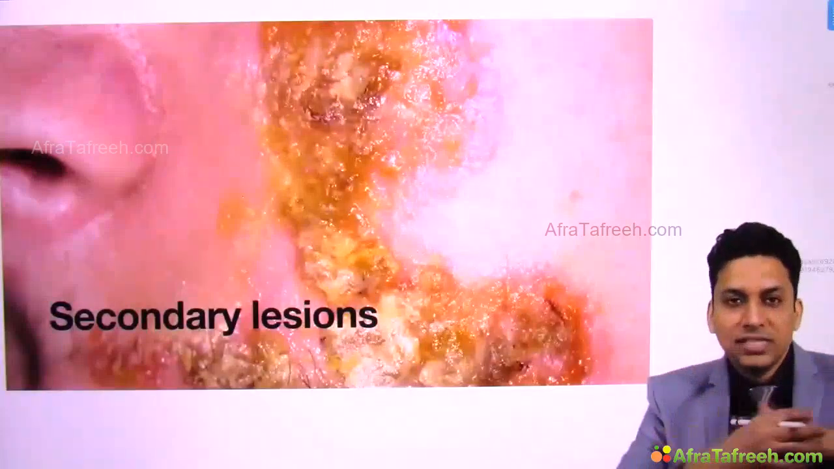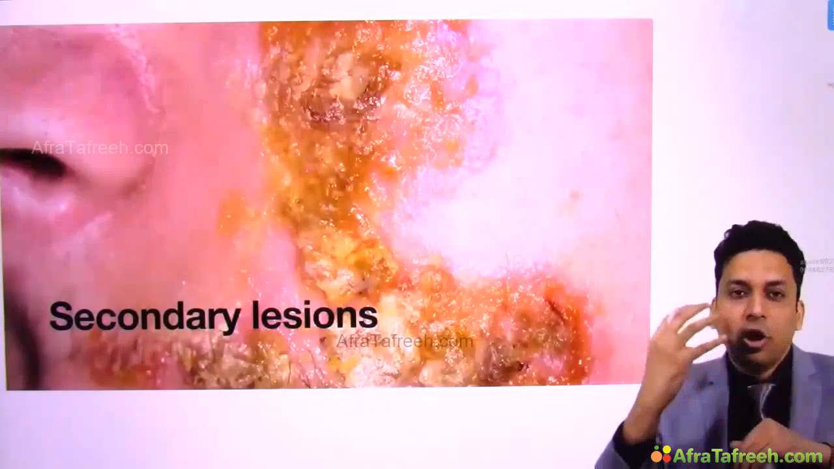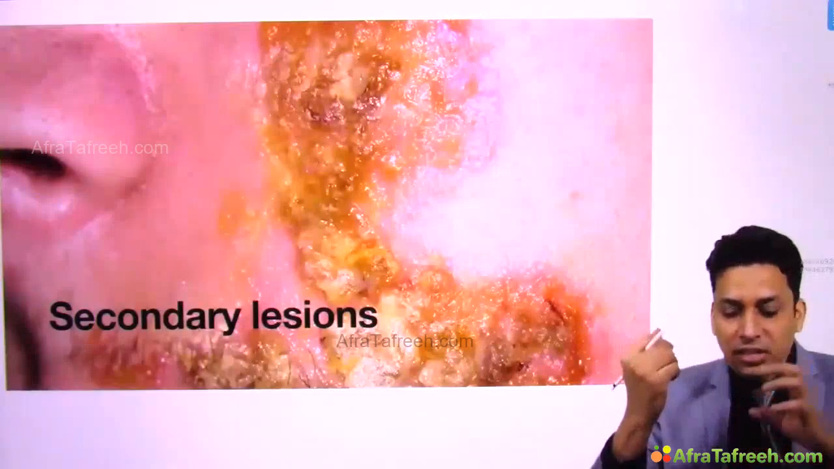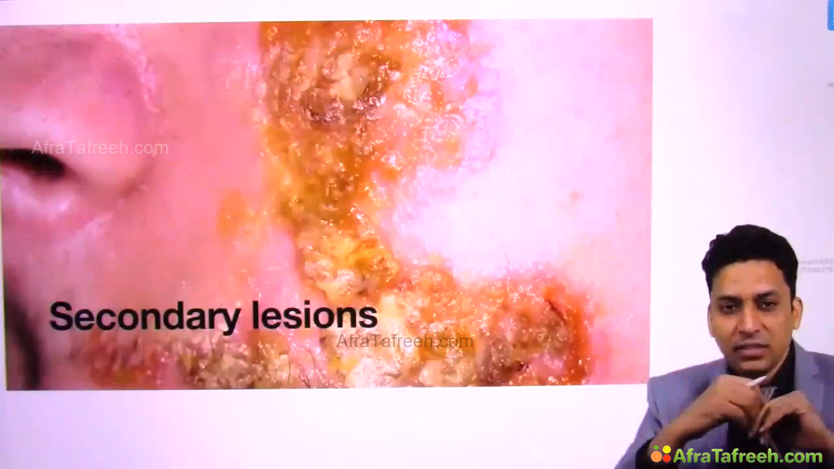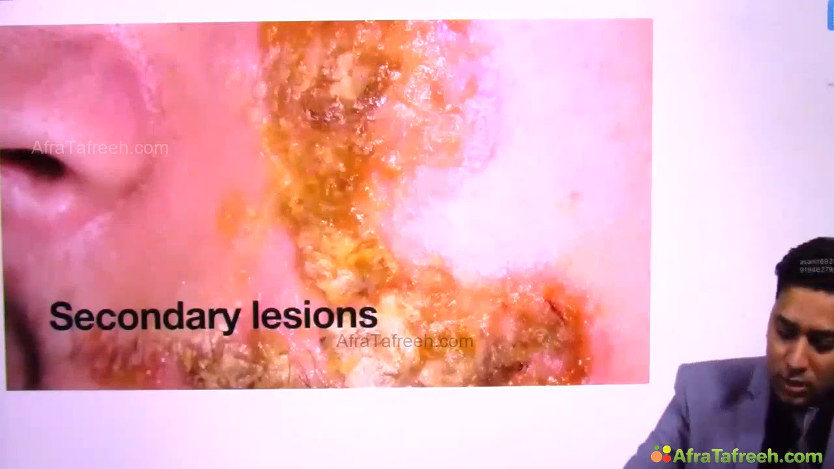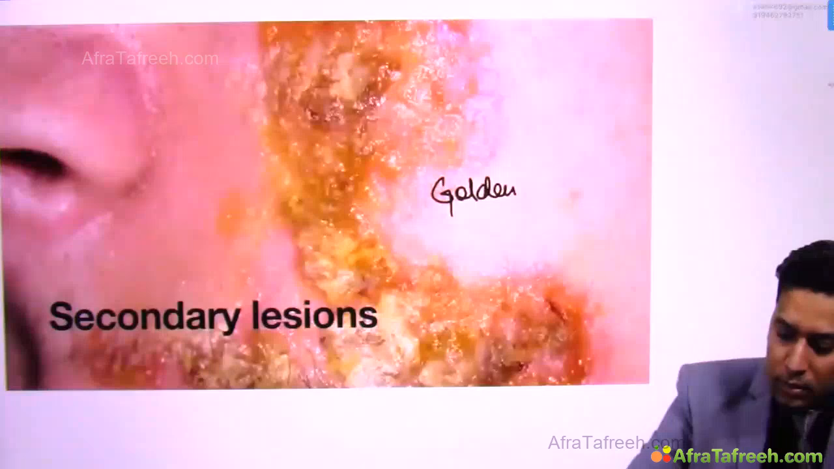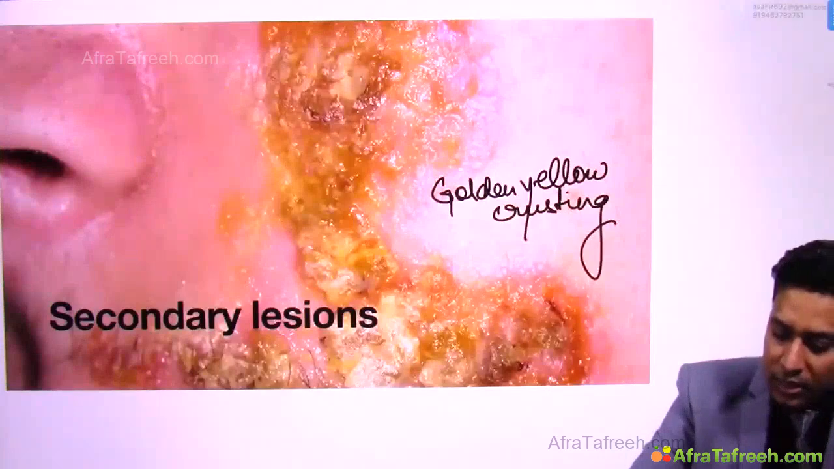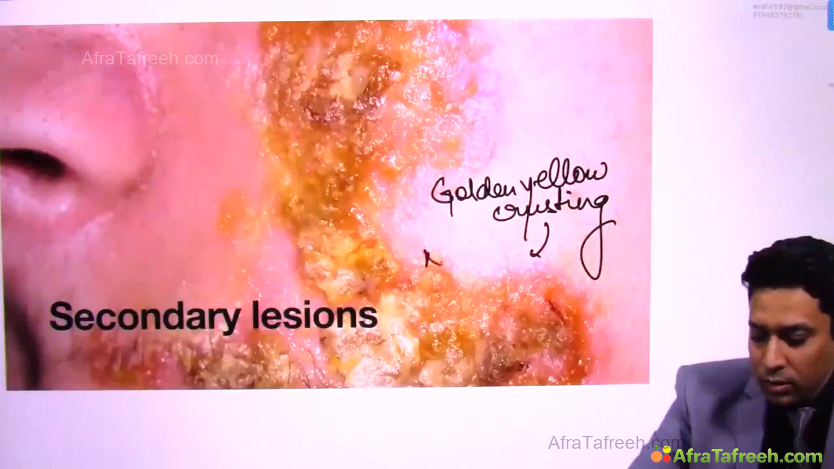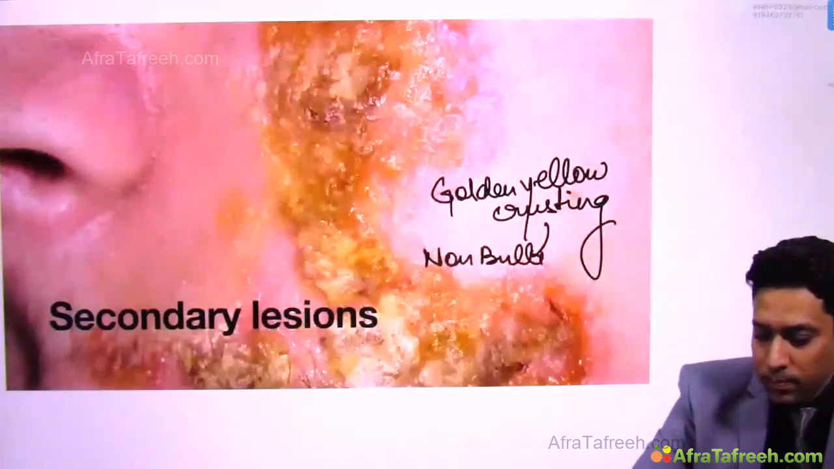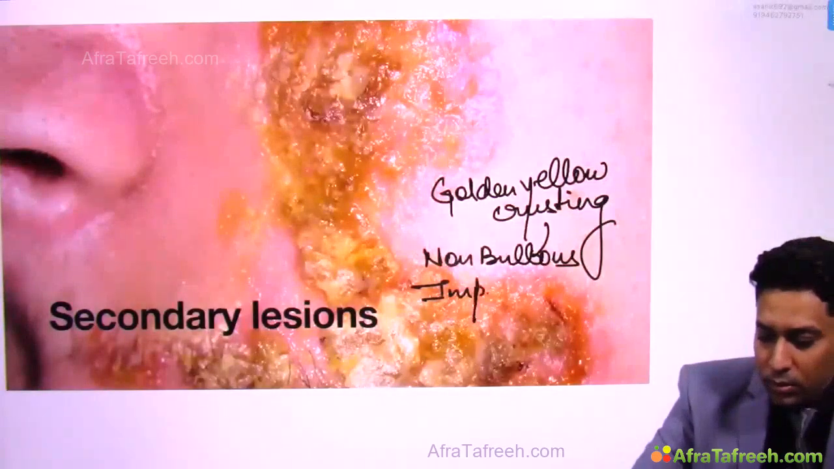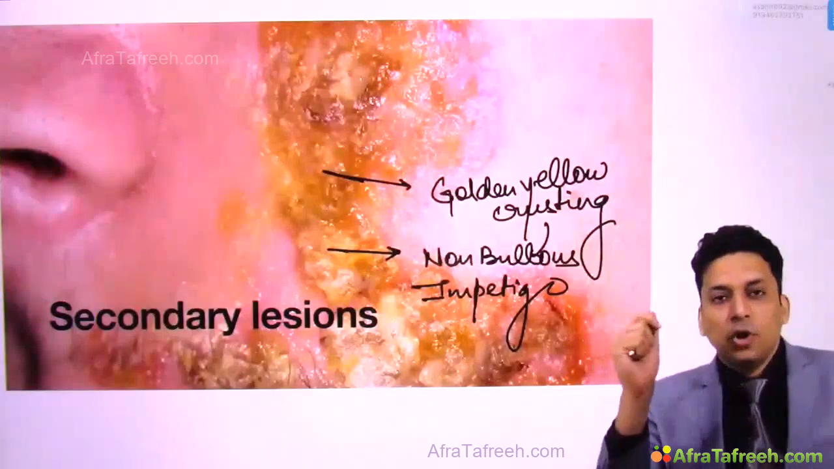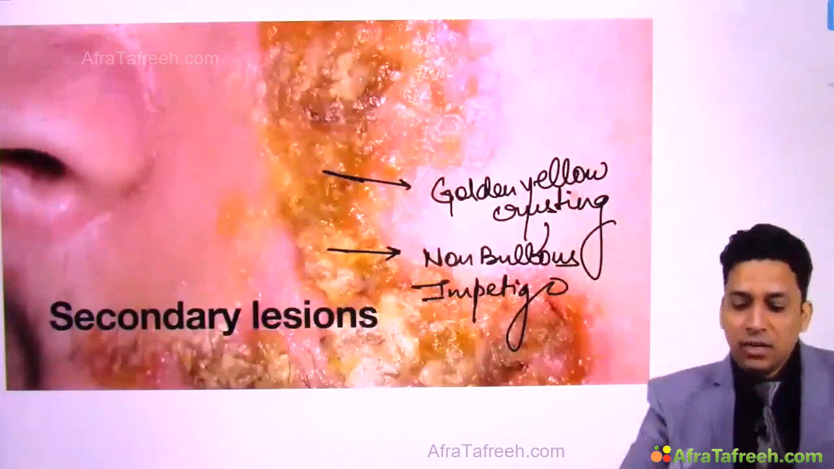Okay, so we are going to discuss the secondary lesion. Like you can see here, the patient is having a lot of crusting over the face. So this crusting is a secondary lesion, and if you look at the color of the crust, this is very characteristic. It is golden yellow crusting. This golden yellow crusting, we will be discussing later in bacterial infection, is a feature of non-bullous impetigo. So this is the characteristic crusting, golden yellow crusting, which is seen in non-bullous type of impetigo. Crust is a secondary lesion.